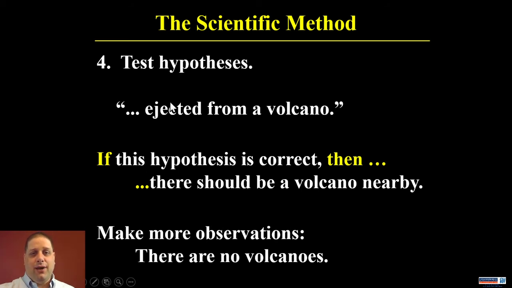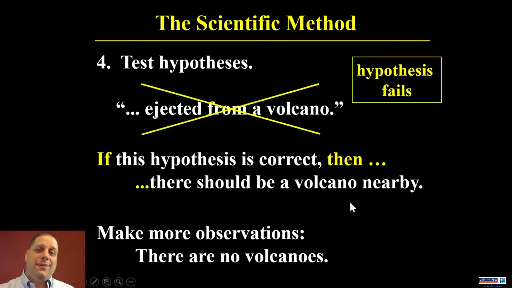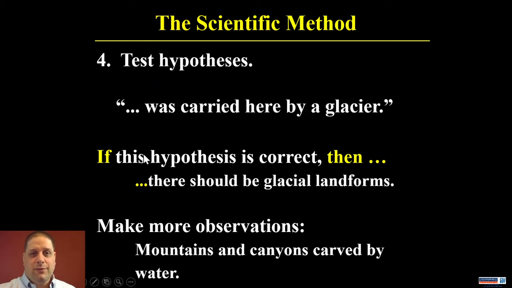It was ejected from a volcano. Well, if this is correct, there should be a volcano nearby. And we look around and there is no volcano. So there's no volcano for this to have come from, right? So it didn't get here because of a volcano, right? At least not immediately. So that hypothesis fails, right? We had something about that hypothesis that we could check and was falsifiable. But then it was able to be checked, right? Not just any kind of idea.